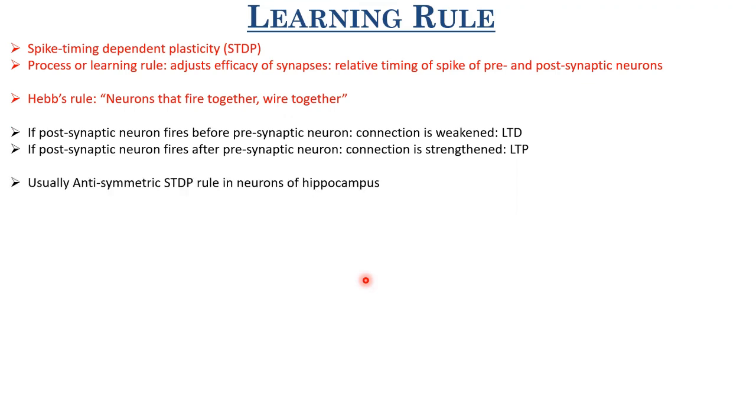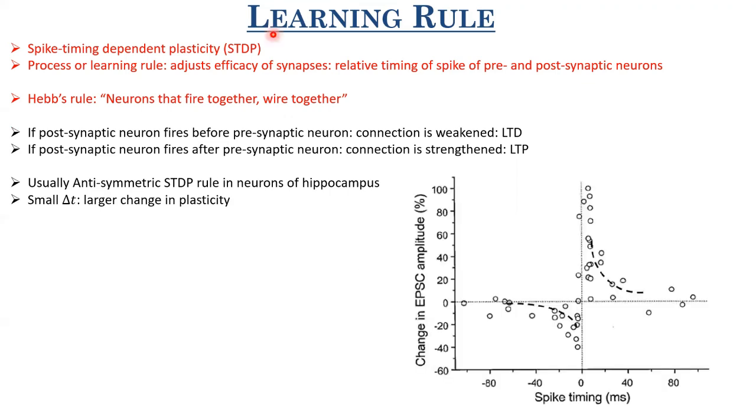And also, usually there is this antisymmetric STDP rule which occurs in the neurons of the hippocampus. I'll let you know what exactly it is by showing the diagram. The plot on your right simply explains the change in the postsynaptic potential as a function of the spike timing difference between the presynaptic neuron and the postsynaptic neuron. The x-axis is delta t, where delta t represents t pre minus t post. That is the difference in the spiking time of the presynaptic neuron and the postsynaptic neuron.